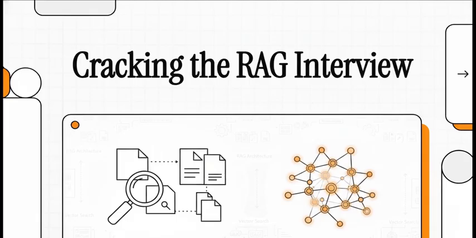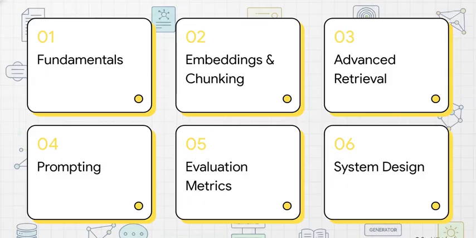Whether you're gearing up for a machine learning engineer role or a system architecture position, mastering these specific concepts is exactly what's going to set you apart from the rest of the pack. We've taken 30 of the most common and, frankly, the most challenging questions and synthesized them right here into this single high-impact explainer. So here's our game plan for today. We're going to cover fundamentals and architecture, then move into embeddings and chunking, hit advanced retrieval and re-ranking, tackle prompting and hallucinations, break down evaluation metrics, and finally, we'll wrap up with production and system design.